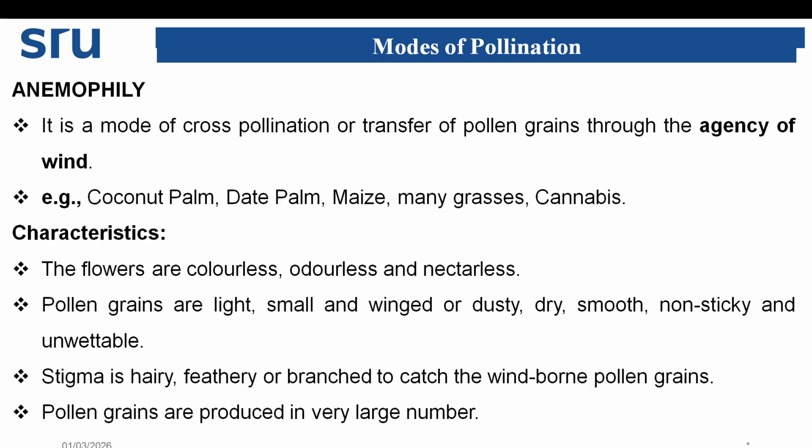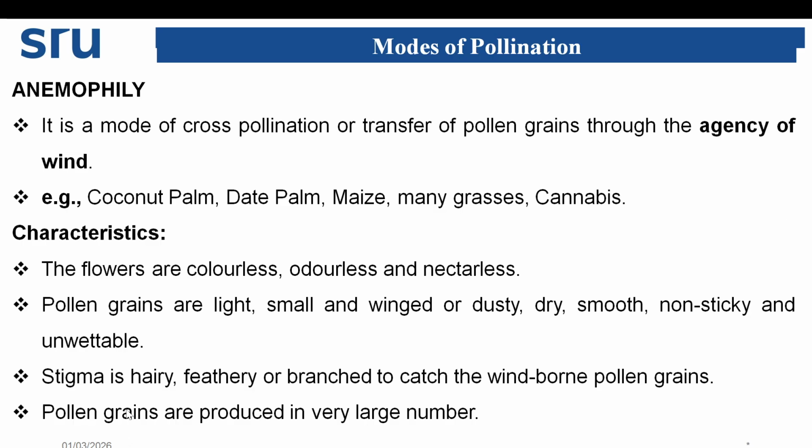So first we will see what is anemophily. Anemophily is the mode of cross-pollination, or transfer of pollen grains, through the agency of wind. For example, plants like coconut palm, date palm, maize, many grasses and cannabis.